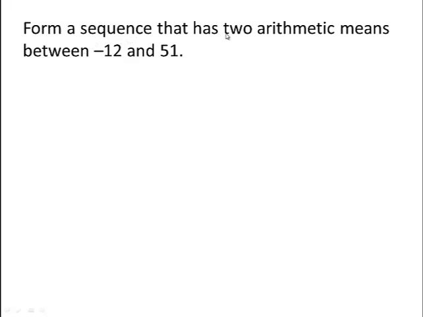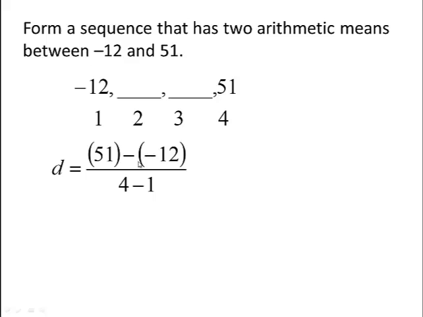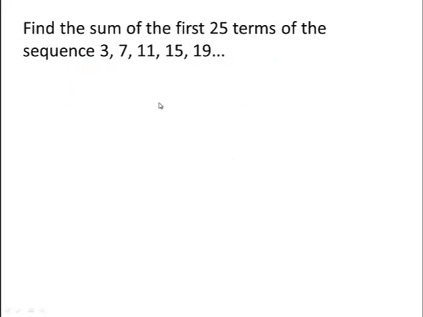Form a sequence that has two arithmetic means between -12 and 51. So I want two means between here. If this is the first and that's the fourth, that means my common difference is going to be like the slope, 51 minus -12 over 4 minus 1. That will give me a common difference of 21. So each time we're adding 21, so that'll give me 9 and 30.